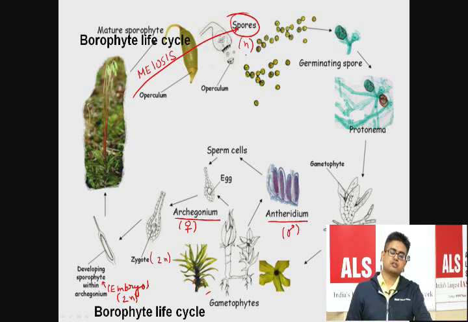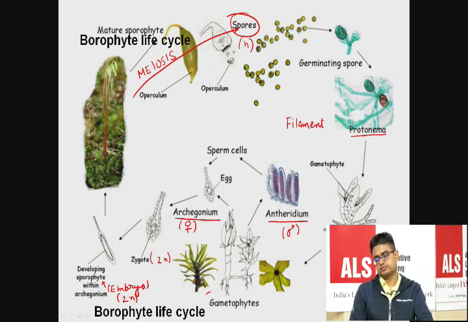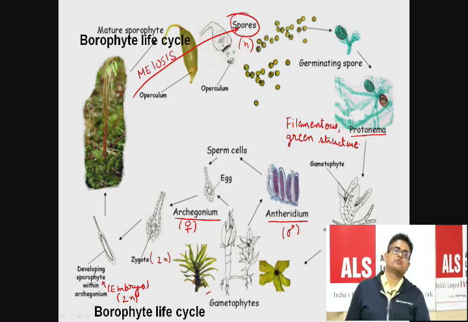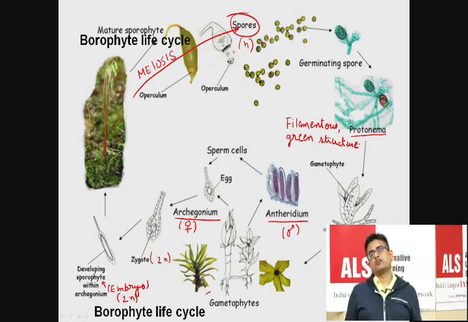Spores fall on the ground surface, moist ground. They germinate into protonema. This protonema is a filamentous green structure. I had asked you a question: which structure in the plant life cycle of Bryophyta resembles green alga? The answer is protonema. So the algal ancestry of Bryophyta is proved by the presence of the protonema stage.